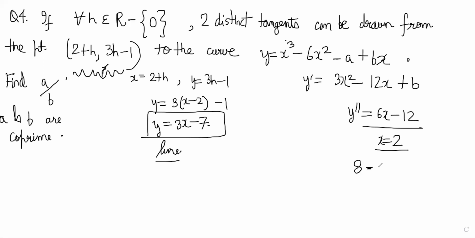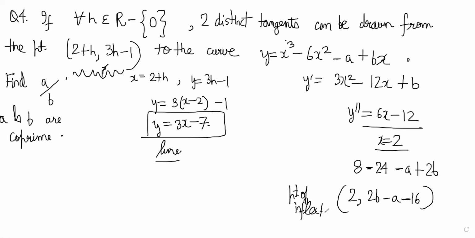8 minus 24 minus a plus 2b, so 2b minus a. The point is (2, 2b minus a minus 16), right? This is basically the point of inflection. Point of inflection means concavity or convexity is changing, right? It was concave down below and concave up later, at this point.